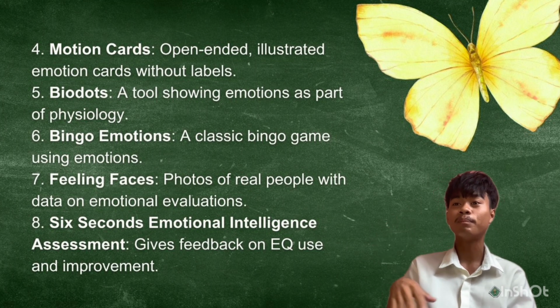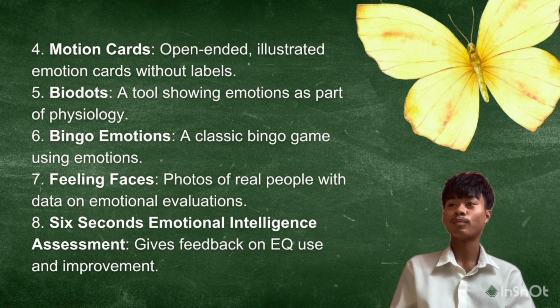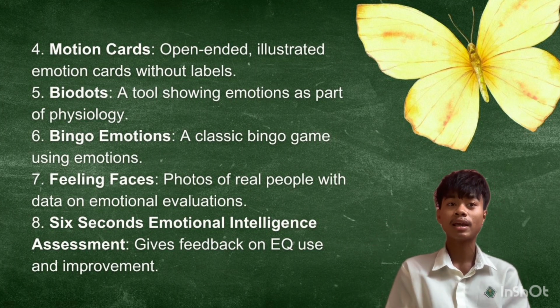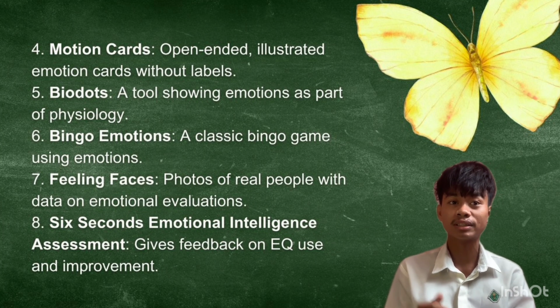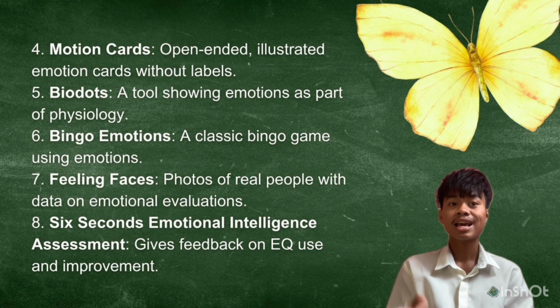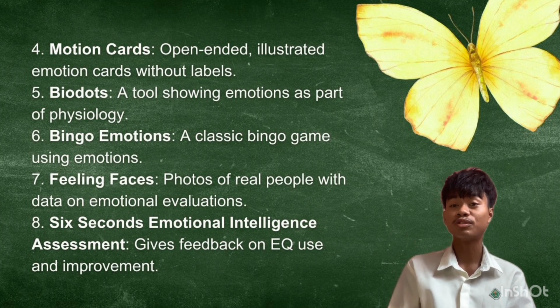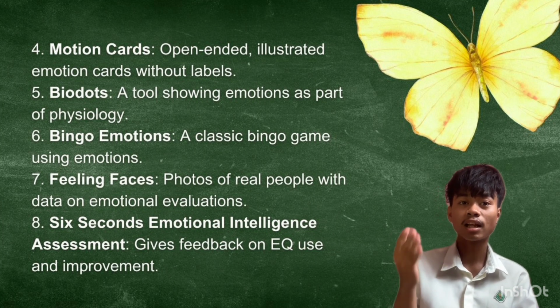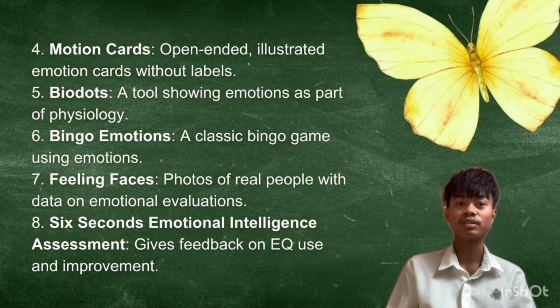Number five, we have biodots, a tool showing emotions as part of physiology. For example, small stickers or dots that change colors in response to temperature changes, used to teach emotional awareness and regulation. It helps individuals recognize physiological responses to emotion, developing self-awareness and emotional regulation.